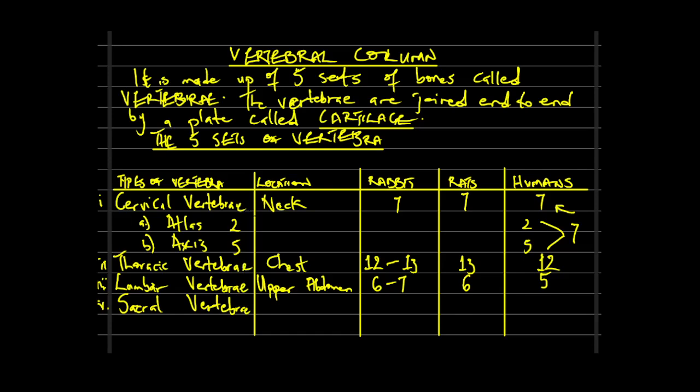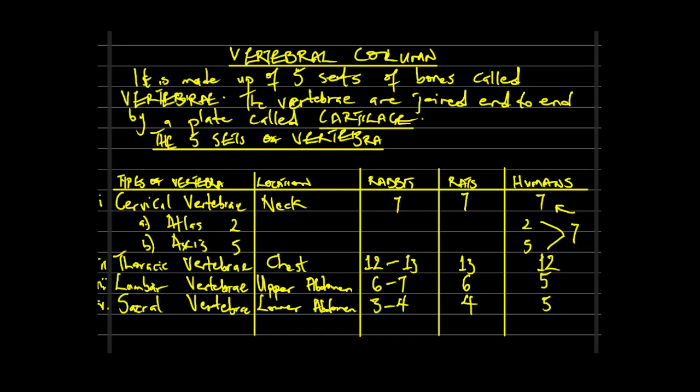Sacral vertebrae. The sacral bones are found in the lower abdomen, and in the rabbit there are between 3 to 4. In the rats it has a total of 4, and in humans it has a total of 5.